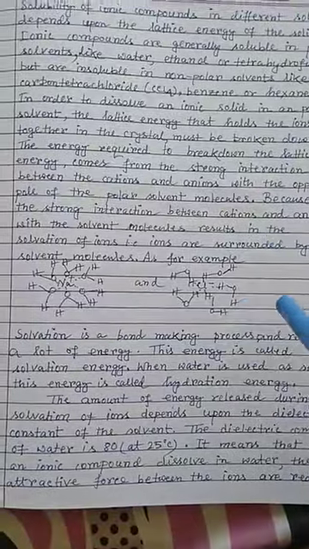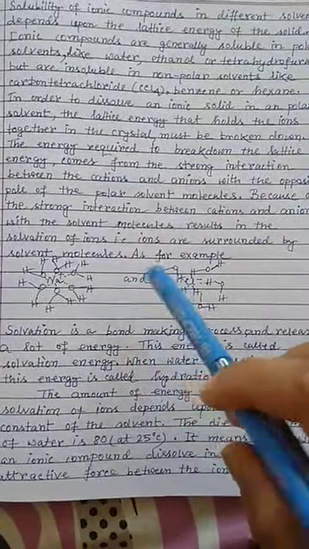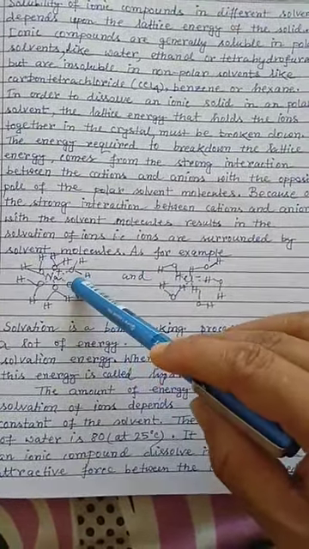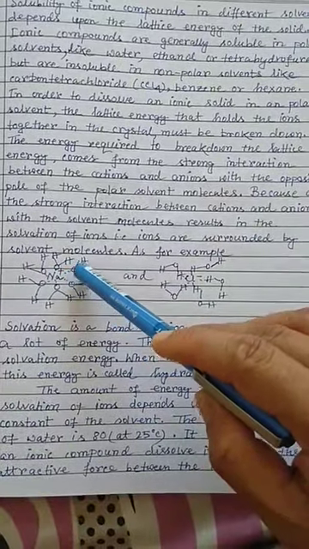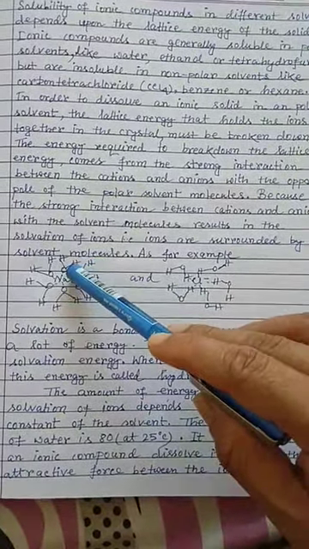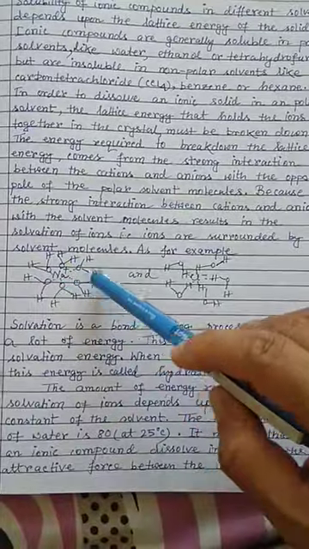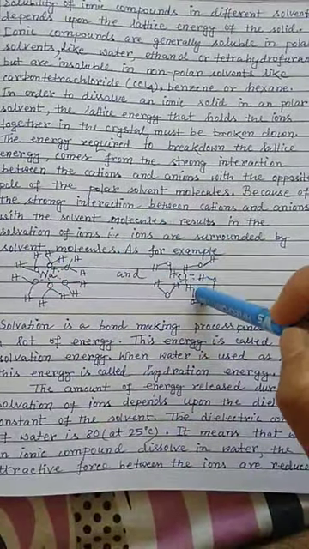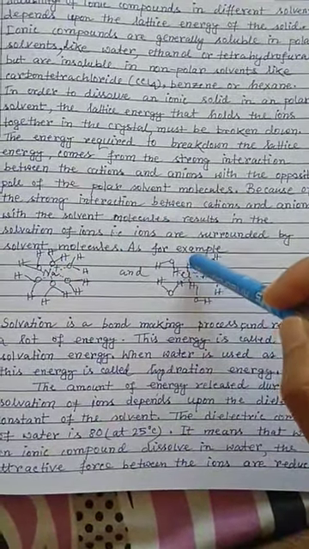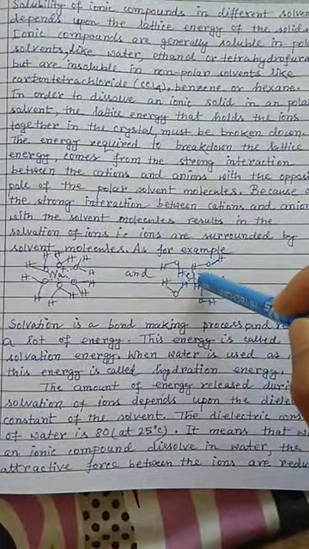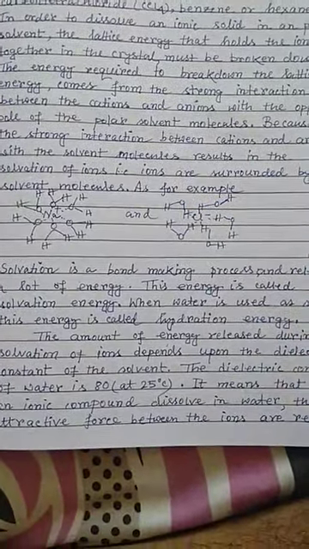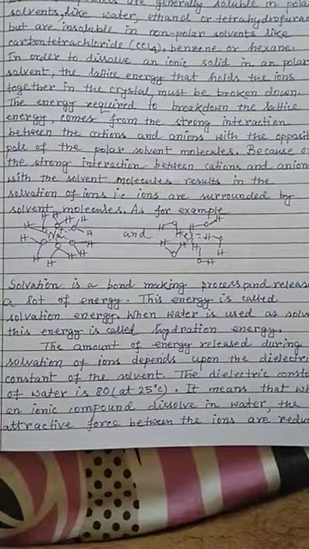solvated ions. As for example, I have demonstrated here two very representative pictures where the sodium ion, a cation, is surrounded by the negative end of the dipole, that is the oxygen atoms, by a finite number, and similarly the anion, that is the chloride ion, is surrounded by the positive end of the dipole, that is the hydrogen atom, in this fashion.